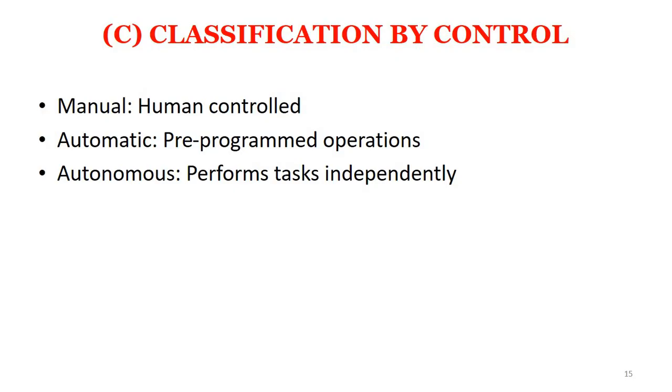Classification by control. We can control the robot by three different techniques: manual control, automatic control, and autonomous control. In manual control, a human controls the robot motion. In automatic control, a system with pre-programmed operation controls the robot motion. In autonomous control, the robot performs tasks independently.